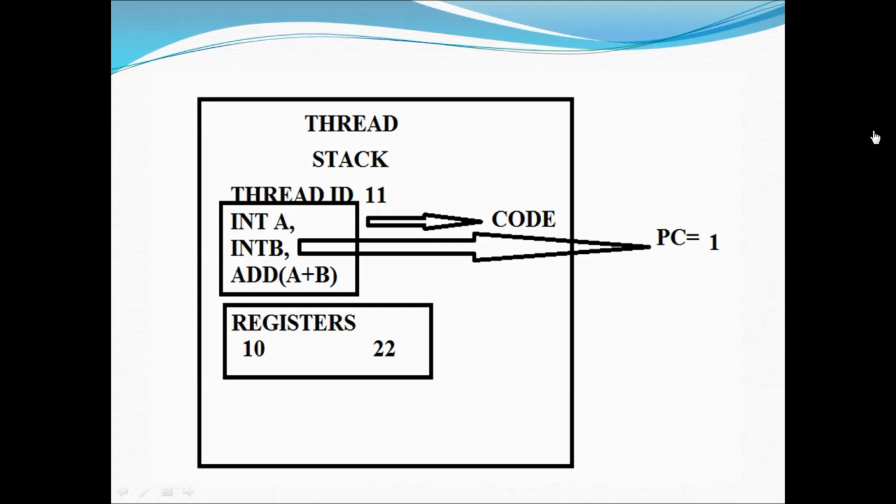Not only that, the thread contains the registers. Registers are mainly used to store the values: to store the value of a, that is 10, and to store the value of b, that is 22. Right guys? So understood, right? So this is the simple structure of a thread.